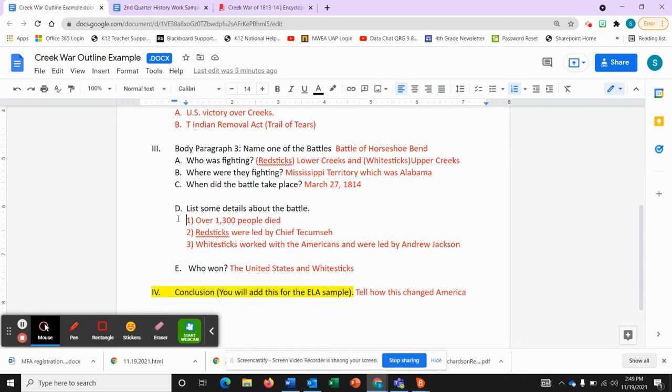Okay, and then you have to list some details about the battle. I put over 1,300 people died. The Red Sticks were led by Chief Tecumseh, and the White Sticks actually worked with the Americans and were led by General Andrew Jackson, who later became president. And I would probably put some of those details in my essay. And the last thing you're going to put on here is who won. And the United States won. And I would also probably explain that the White Sticks won since they were working with the United States.